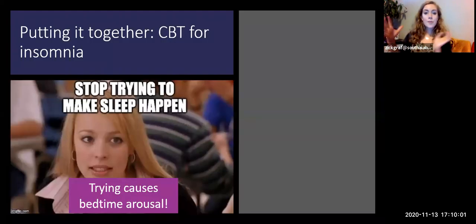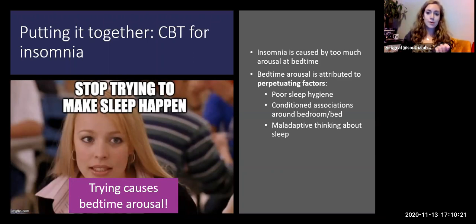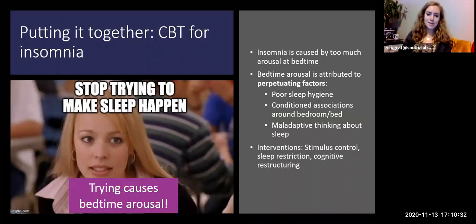Okay, so putting all the pieces together in CBT for insomnia, the main target is bedtime arousal. Whatever predisposed someone to having problems with sleep, whatever triggered the initial bout of insomnia, the thing that's maintaining it is too much arousal at bedtime, either because of bad habits and conditioned associations with the bedroom or because of negative thoughts, usually both. So bedtime arousal is attributed to perpetuating factors like continued poor sleep hygiene, but especially conditioned associations around the bedroom and the bed, and maladaptive thinking about sleep.